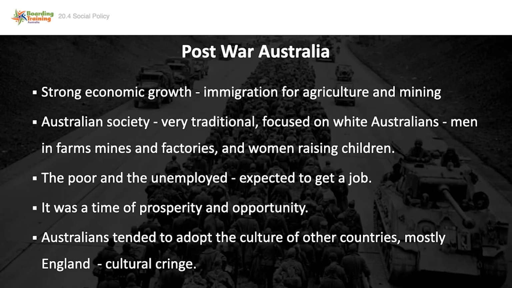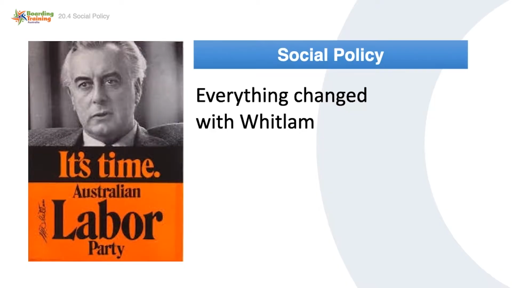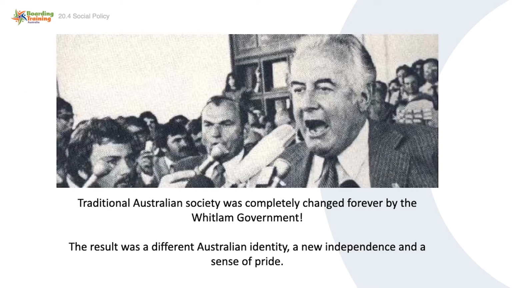Australians tended to adopt the culture of other countries, or to value the culture of other countries rather than their own culture, and particularly the culture of England and also of America as well. There tended to be a bit of a cultural cringe about our own culture. But everything changed with Gough Whitlam, particularly social policy. Traditional Australian society was completely changed forever by the Whitlam government, and the difference was an Australian identity, a new independence and a sense of pride.